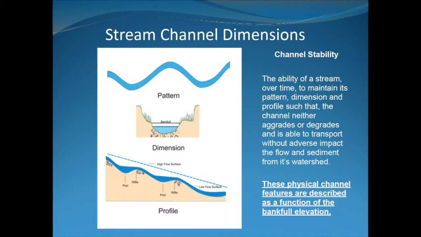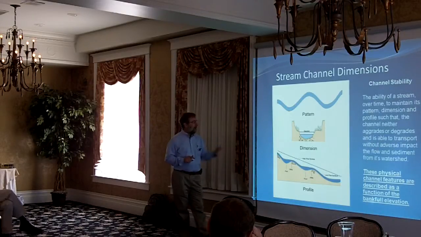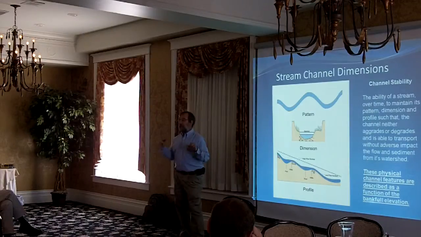Okay, I'm going to explain to you as quickly as possible. I'm going to make you all morphologists here in about 3 slides. This is why the 2-year flow is important. This goes to channel protection, so I'm kind of jumping the gun a little bit. Every stream has a predictable pattern, dimension, and profile. What we've learned is we can figure out what that is if it's stable.